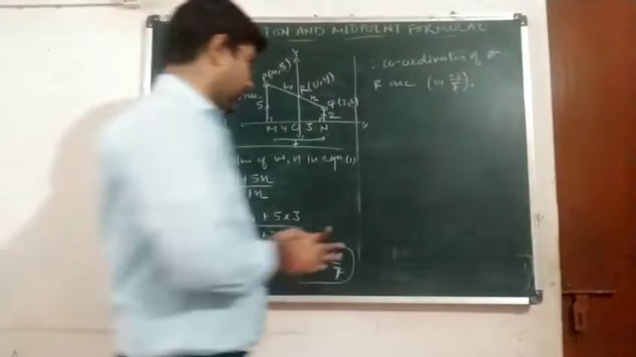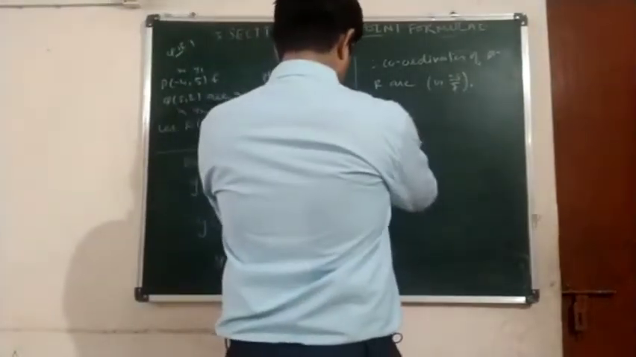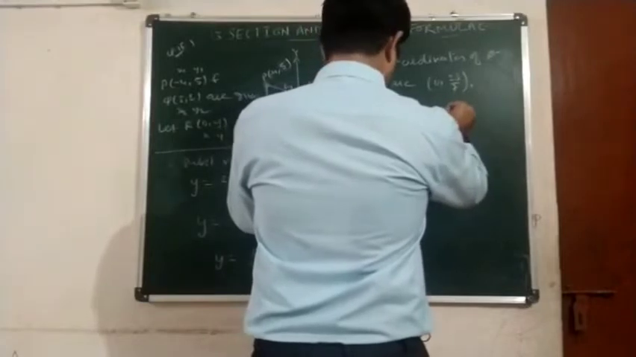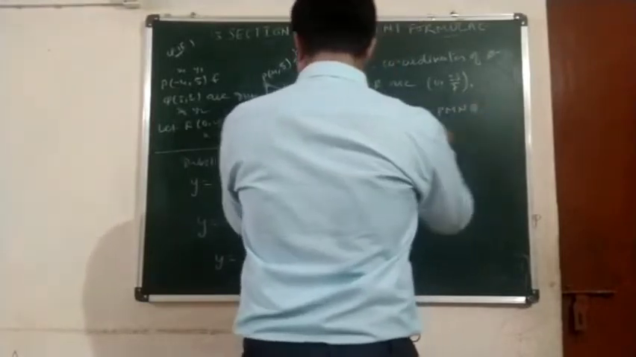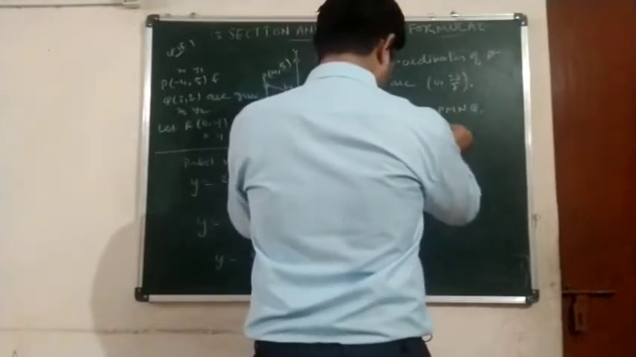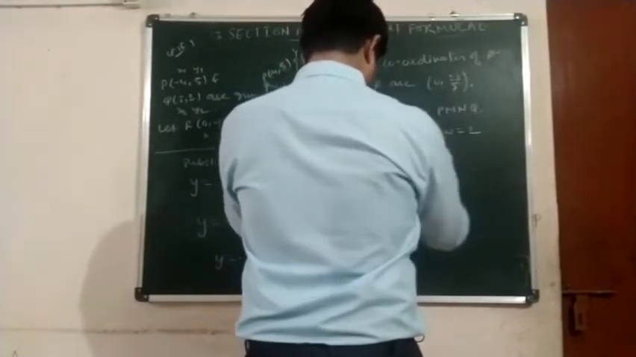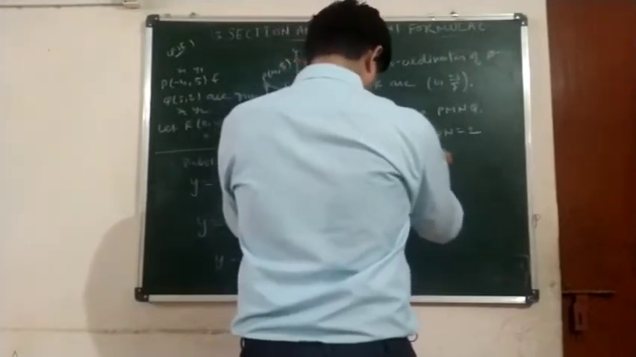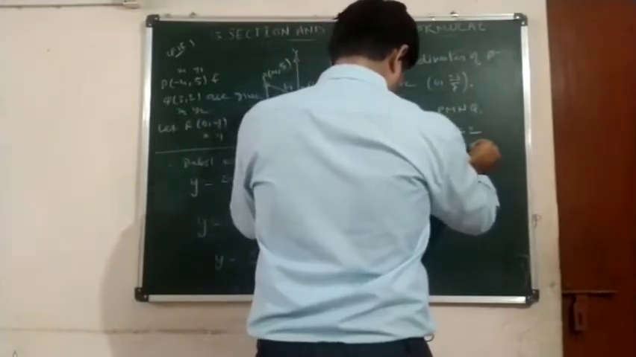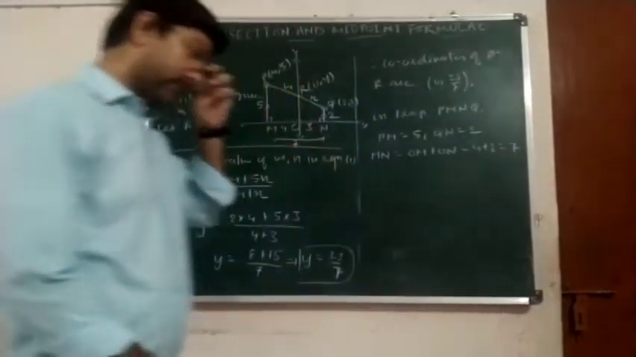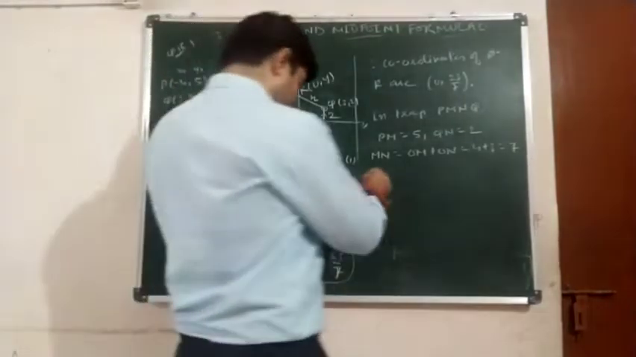Okay, let us write down the description. In trapezium PMNQ, PM is 5 units, QN is 2 units, and MN is equal to OM plus ON is equal to 4 plus 3 is equal to 7. And now we will apply the formula.